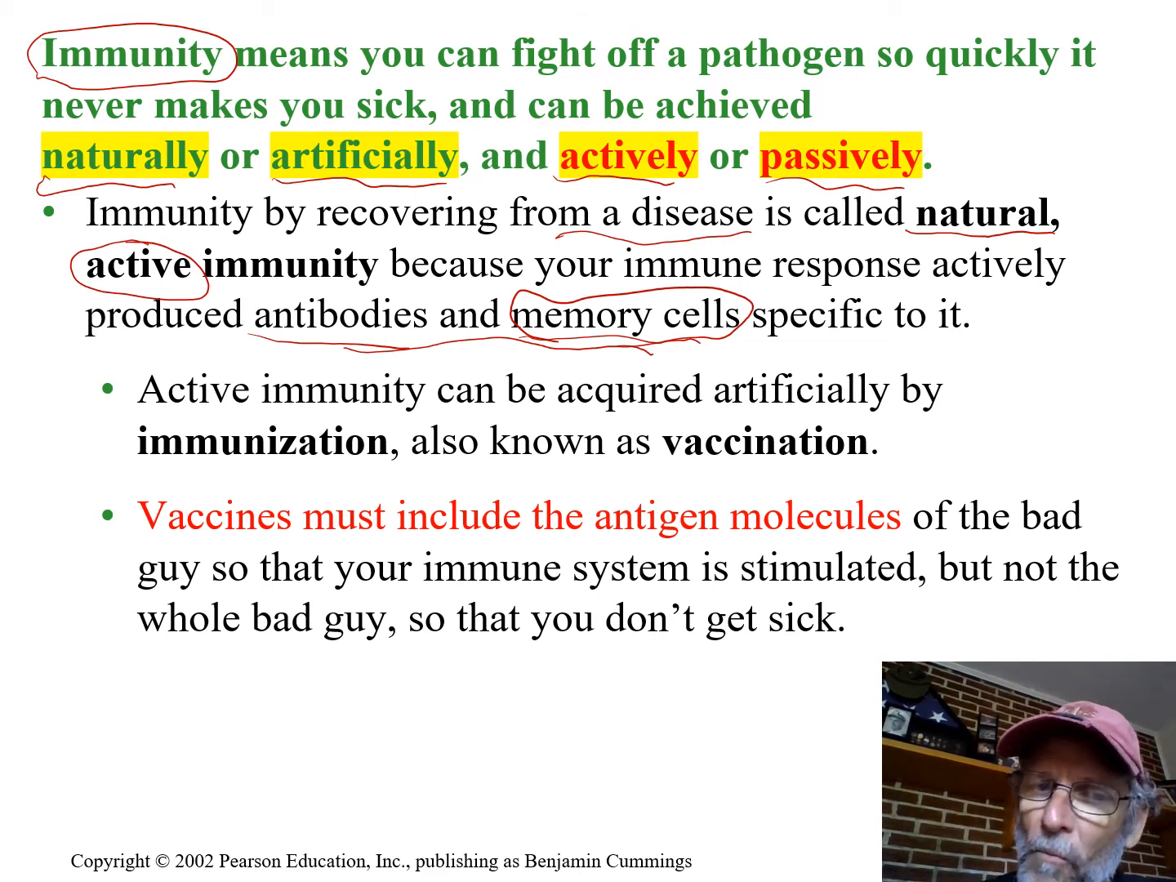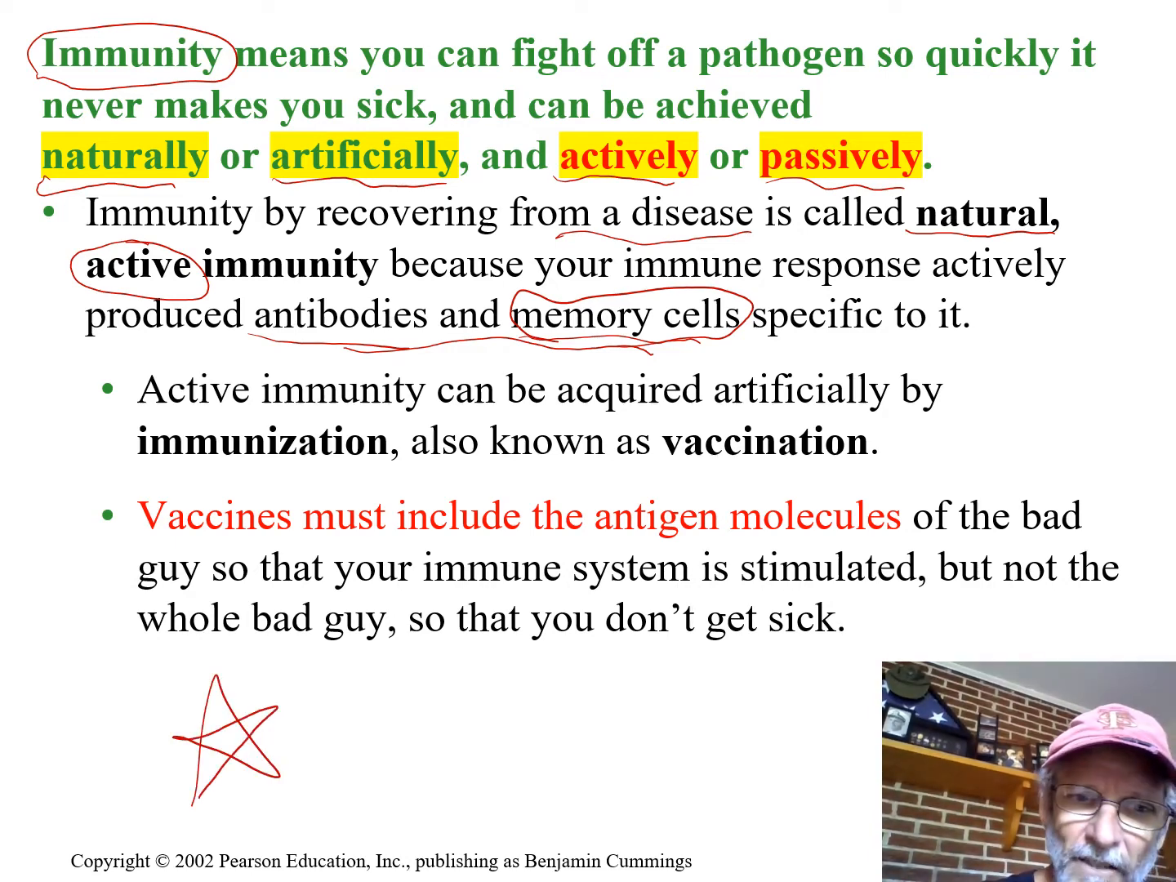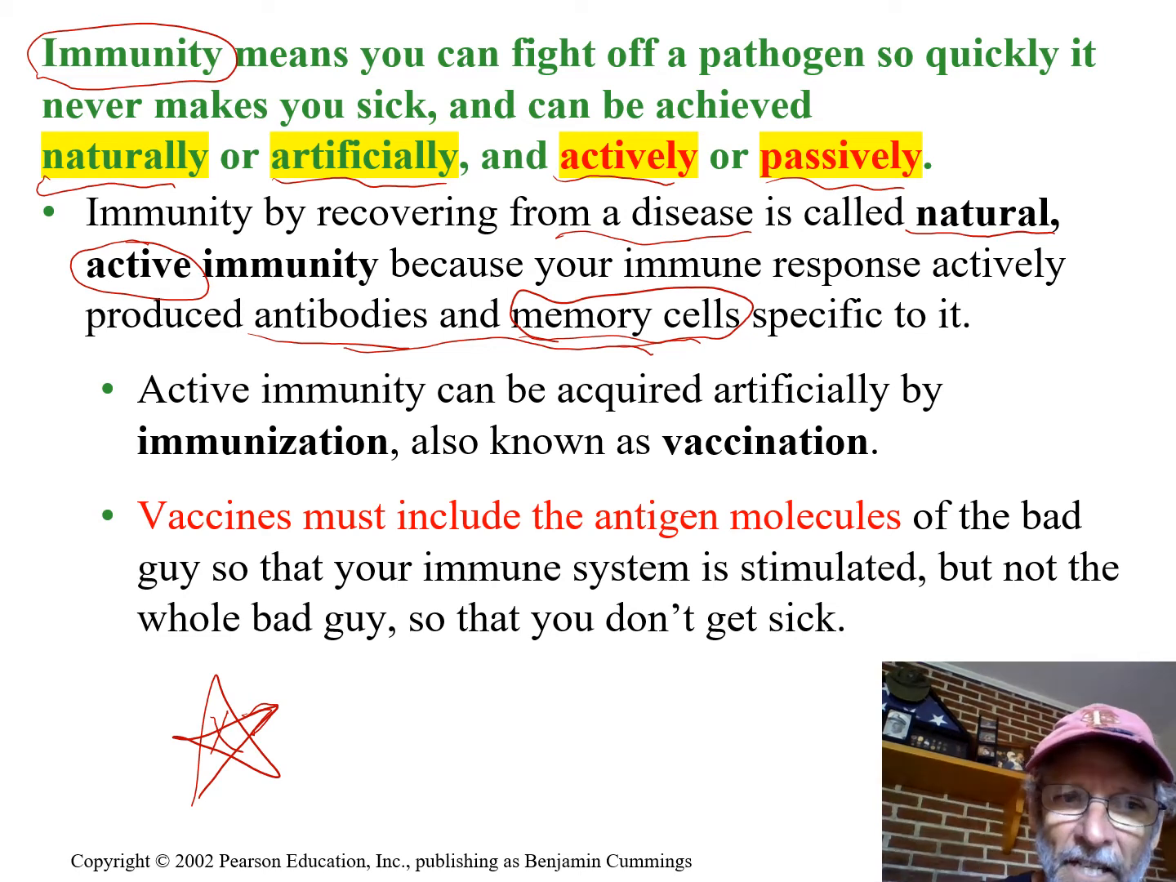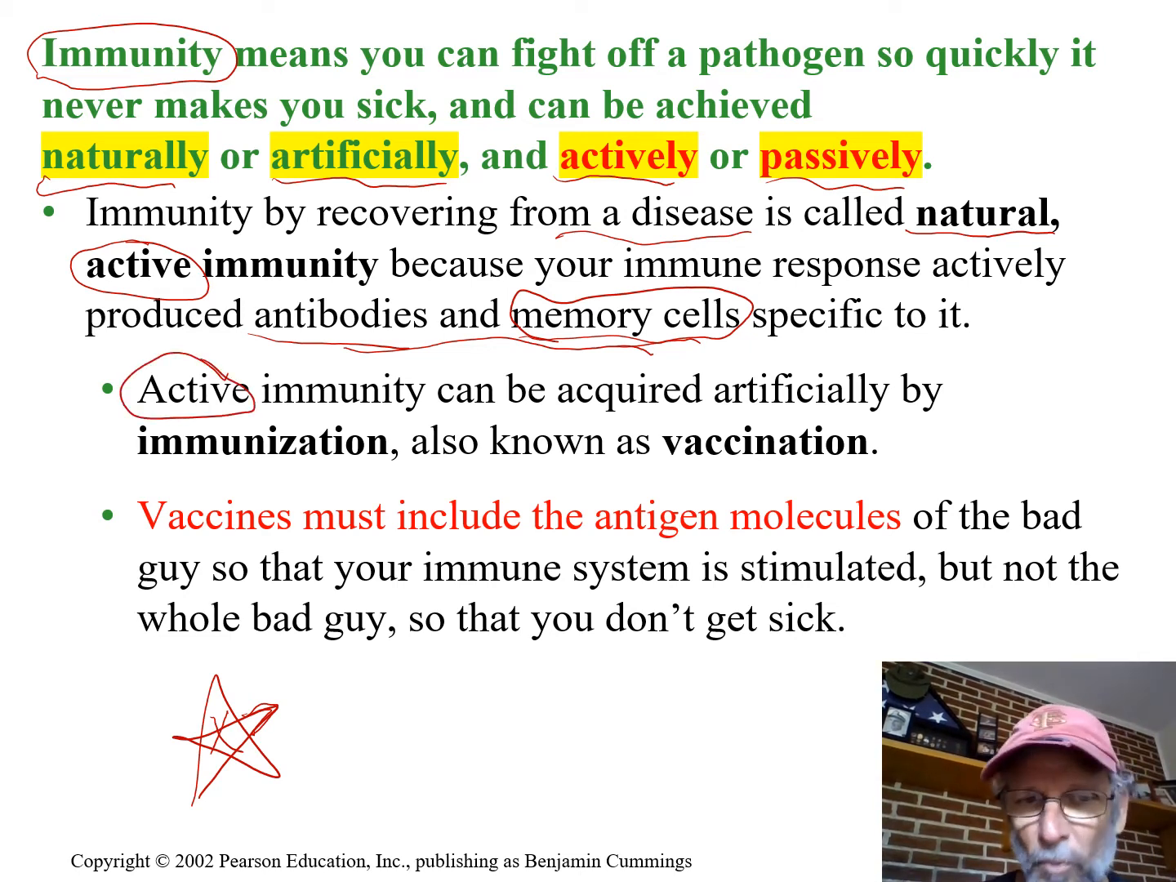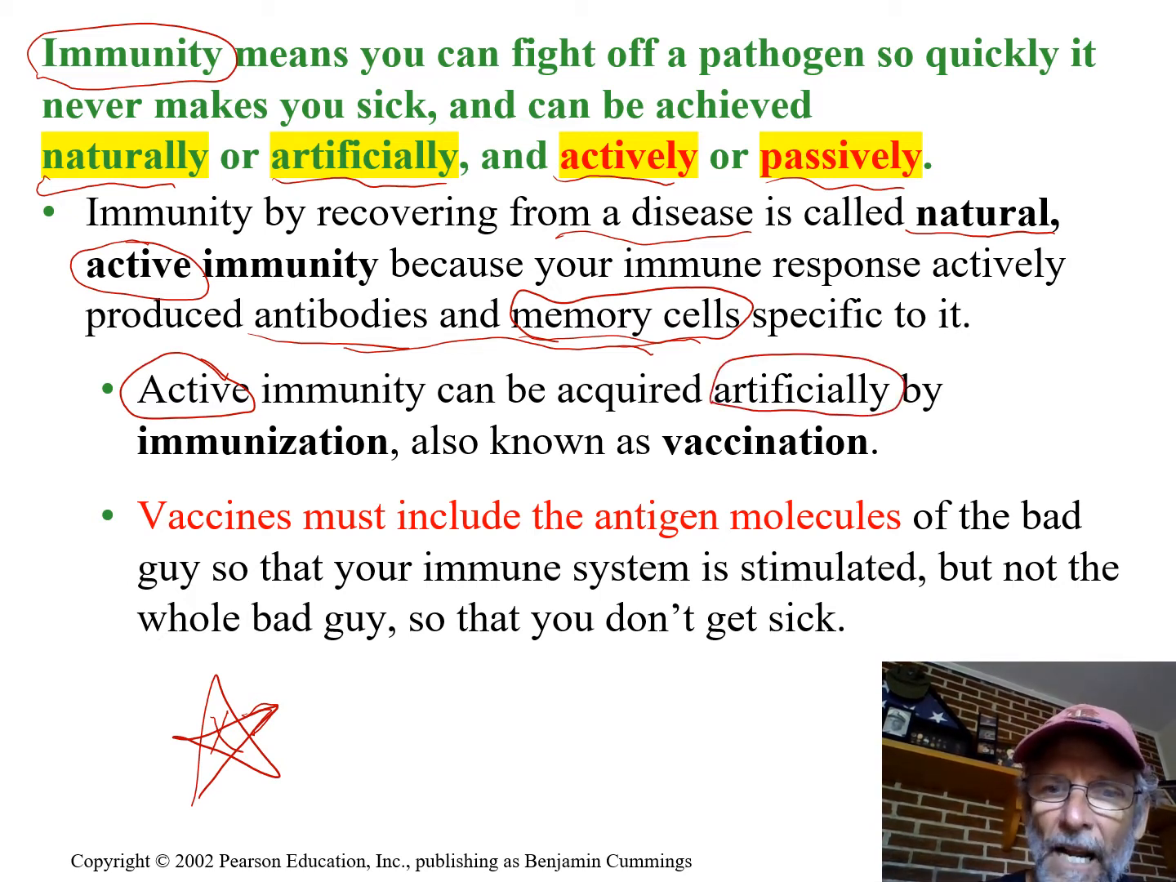Okay? But then we humans learned that you don't have to get sick to become immune. Because if you, now I'm going to pretend this is a bad guy, right? And these are its antigens. If you take a bad guy and you somehow weaken it or kill it so it can't infect you, but it still has these things that your white blood cells recognize, then your immune system will be kicked into gear, active. But since we humans kind of orchestrated this, we call this artificial active immunity, and we call it vaccination, right? And we call that thing a vaccine.